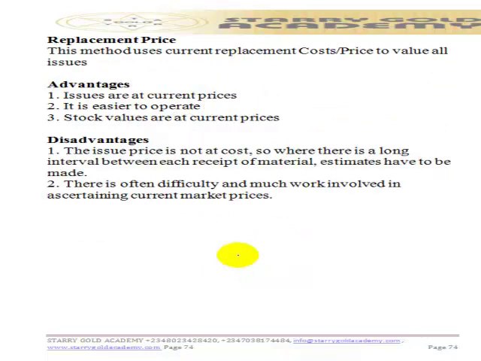Then we have the replacement price. This method uses current replacement cost or price to value all issues. Issues are at current price. It is easier to operate. Stock values are at the current price because the issues will be made at the current replacement cost. The issue price is not at cost, so where there is a long interval between each receipt of materials, estimates have to be made. Then there is often difficulty and much work involved in ascertaining the current market price.